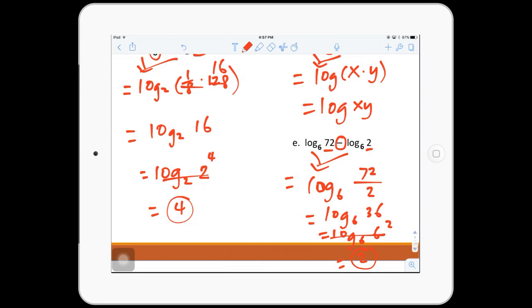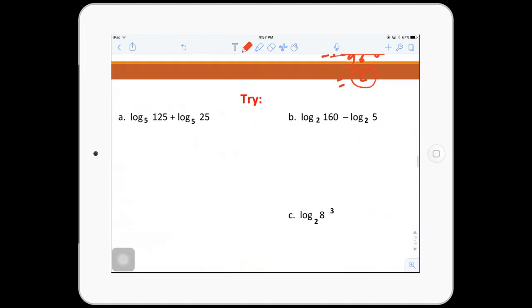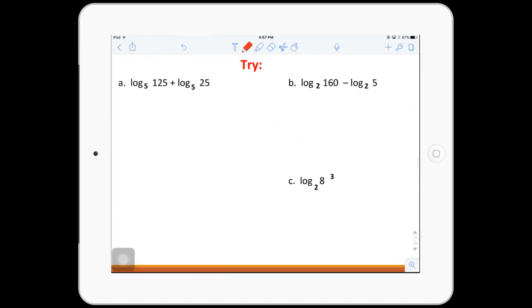Now it is time for you to try some problems. So I am asking you to take a pause on the video and go ahead and try the problems before you look at the answer. Remember, you need to try to do this on your own before you can see if you're getting it right or not. Now that you've had a chance to try the problem, let's go ahead and take a look and see if you did it right.